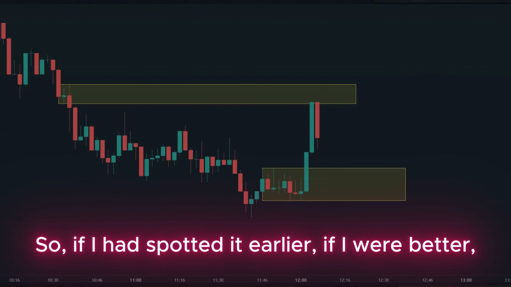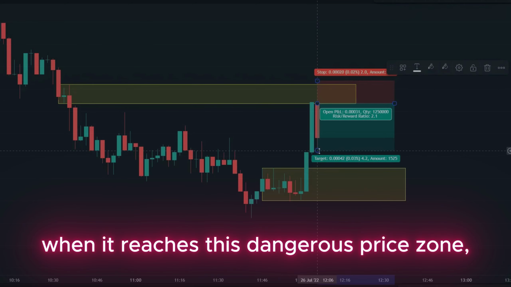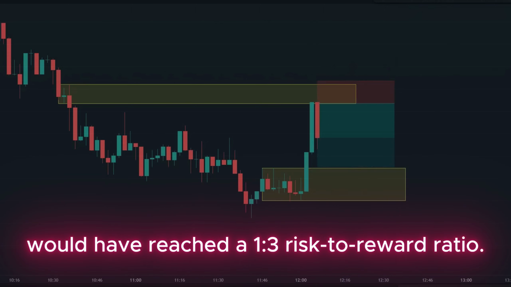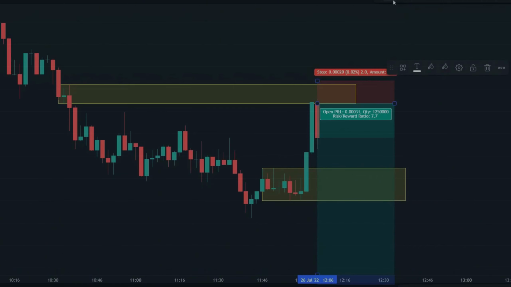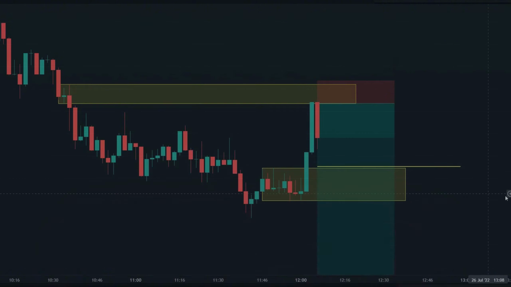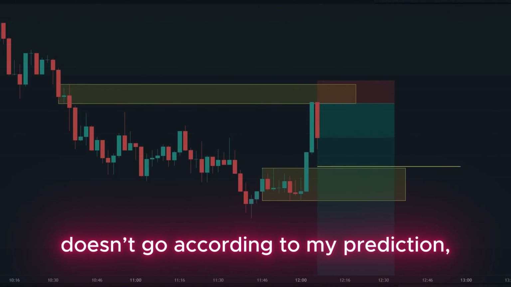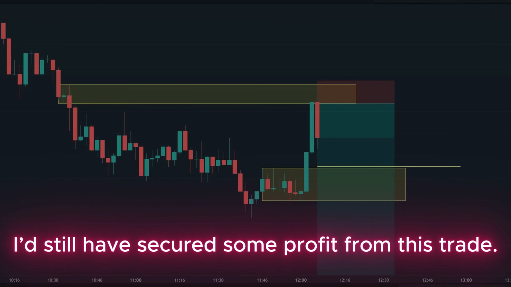So, if I had spotted it earlier, if I were better and entered like this, when it reaches this dangerous price zone, this trade would have reached a 1 to 3 risk to reward ratio. Then I could manage the trade. At this point, I could have managed the trade by taking partial profits. So, if this trade doesn't go according to my prediction, I'd still have secured some profit from this trade.